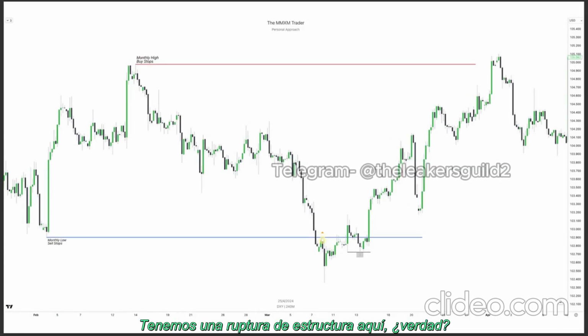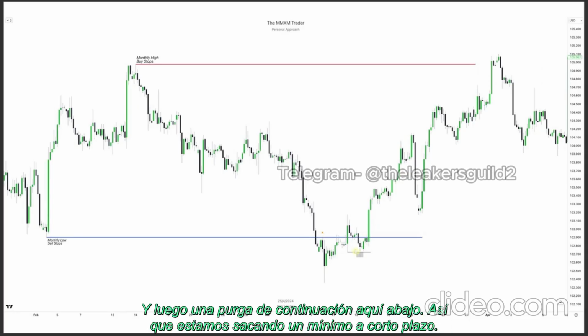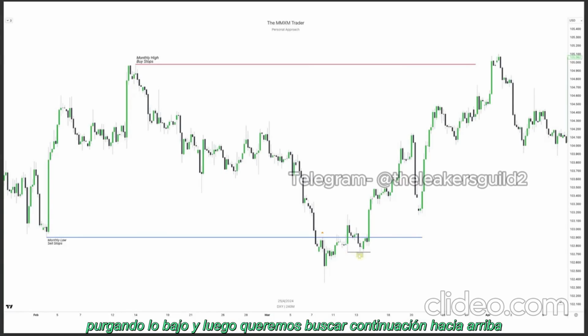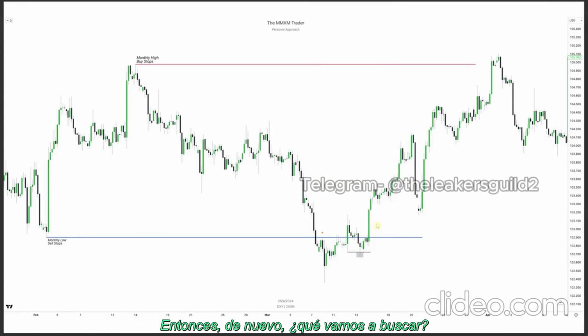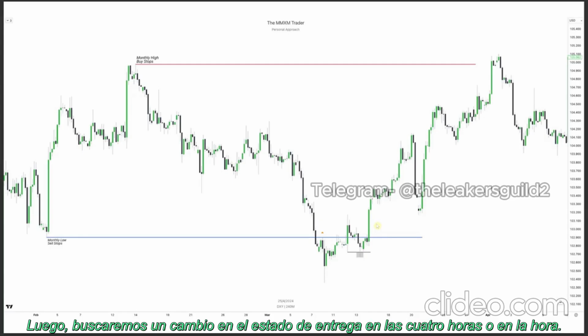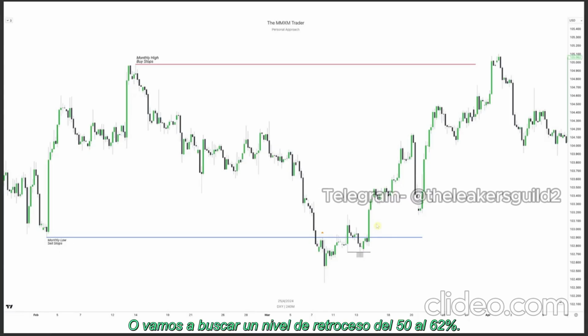We've got a break of structure over here, right? And then a continuation purge down here. So we're taking out a short-term low, purging the low, and then we want to look for continuation up higher. So again, what are we going to be looking for afterwards? We're going to be looking for a change in the state of delivery on the 4-hour or the 1-hour, or we're going to be looking for a 50 to 62% retracement level.